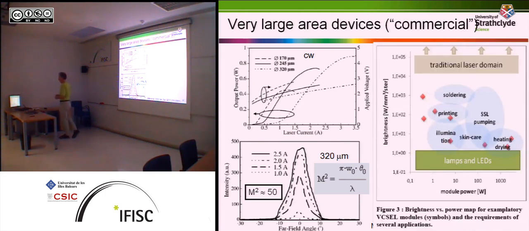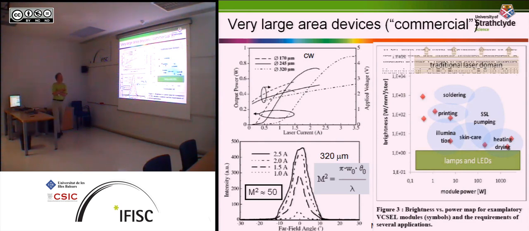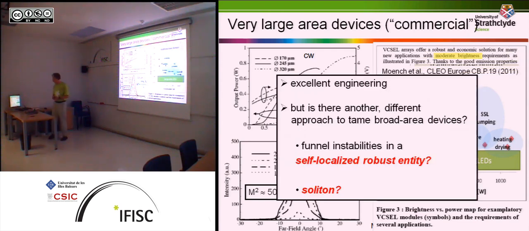So this is 50 times wider in emission than for a well-behaved device, and therefore they are still not very far in applications, but they are meant to come into applications between incoherent lamps and the traditional laser domain. There might be a niche for this kind of laser. But as I said, currently this is not the case. So this is very nice engineering, and the engineers are still trying to get these devices a little bit better, but our approach is very different.